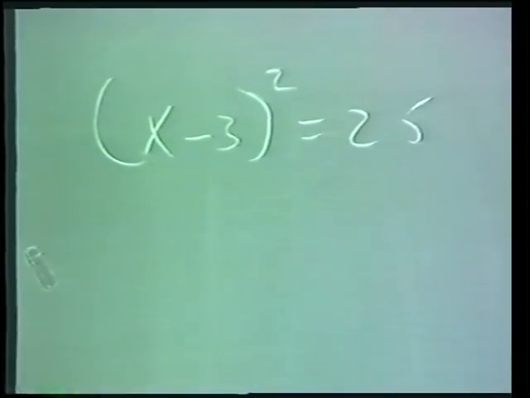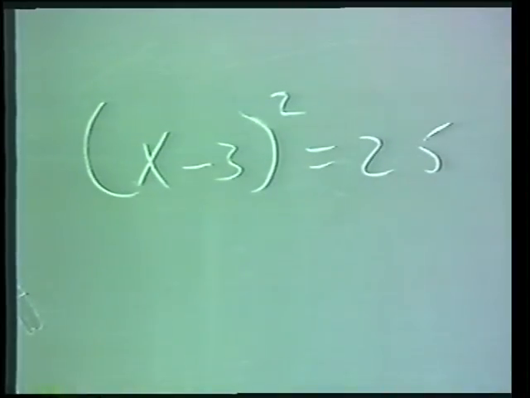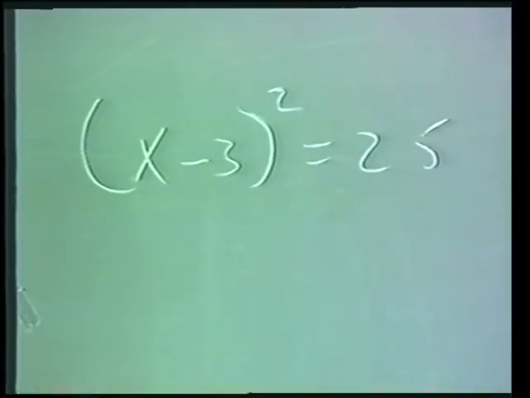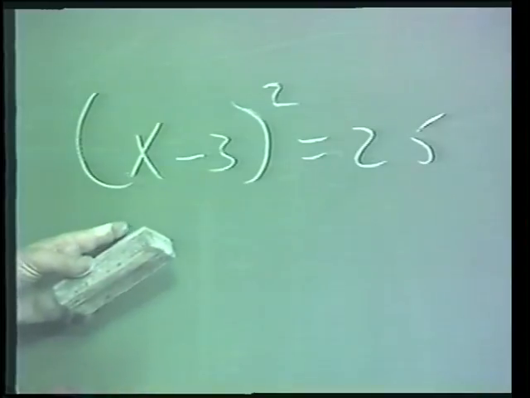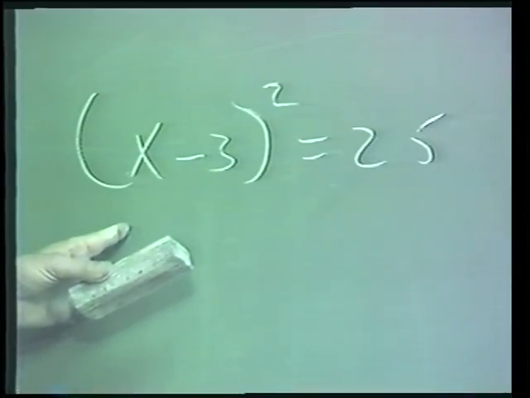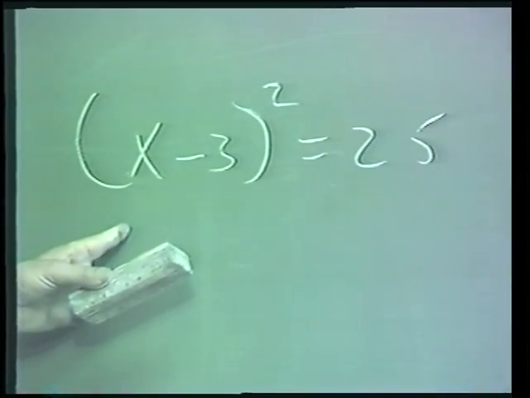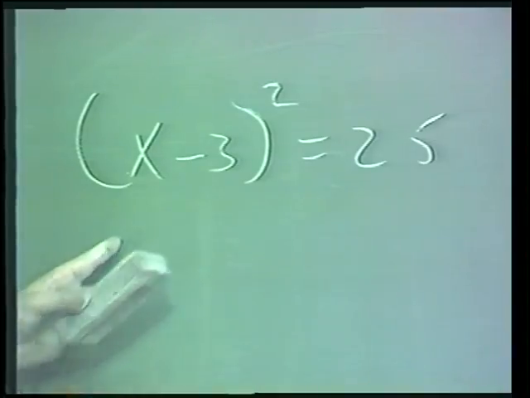On the board we have a little equation. It says the quantity x minus 3 squared is equal to 25. Our job is to find x. This is a form of a pure quadratic, similar to all the problems we just worked. We're going to take the square root of both sides. If I take the square root of the left side, what are we going to get? Kathy? X minus 3.